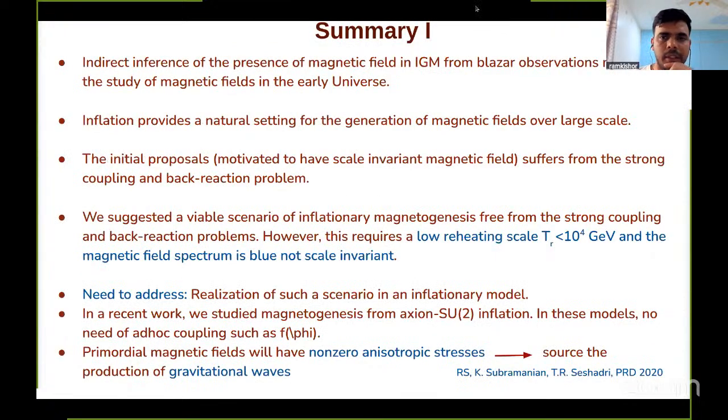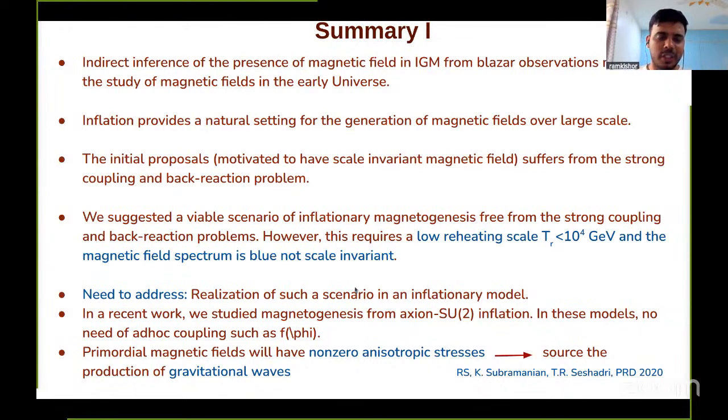So let me just summarize this part until now. What I'm saying is that the indirect influence of the presence of magnetic field in the intergalactic medium demands some generation of magnetic field early in the universe, as it will be very difficult to generate these magnetic fields by some astrophysical mechanism. And inflation provides a natural setting, and these initial proposals, although they had this strong coupling and backreaction problem, we looked at those problems and tried to give a phenomenological model where it is possible to generate magnetic field of astrophysical interest, but it requires a low reheating scale.